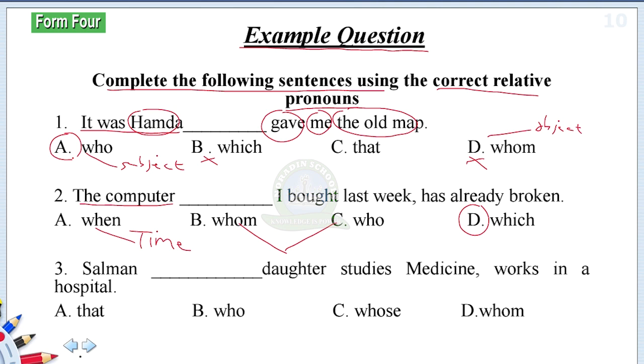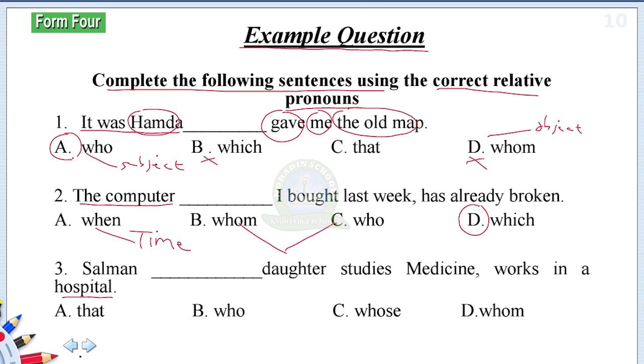What about Salman? Salman, daughter studies medicine. Medicine is a subject. Works in a hospital. What is the difference between Salman and daughter? Salman is the father of the daughter. So we need ownership, the possessive. We cannot use that because it doesn't show possession. We cannot use who because it doesn't indicate any ownership. Whom? No. Salman is the father of the daughter, so whose is the correct answer. Whose shows that Salman is the father of the daughter. So Salman, whose daughter studies medicine, works in a hospital.